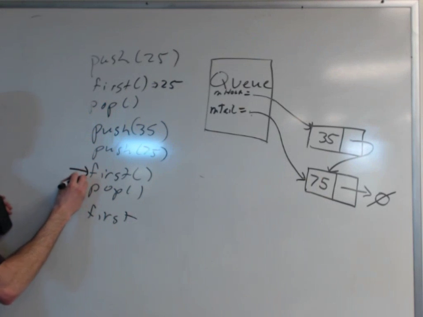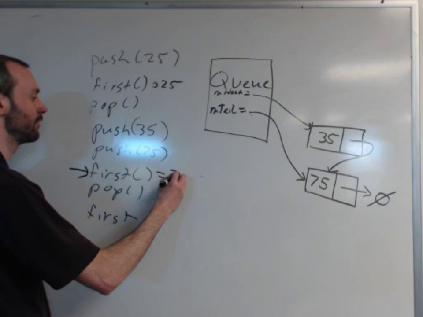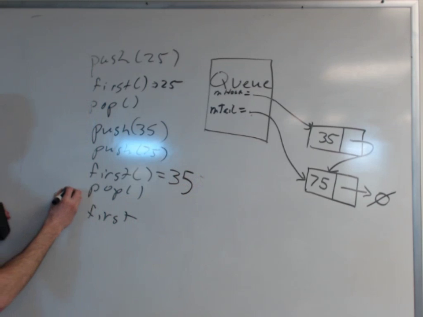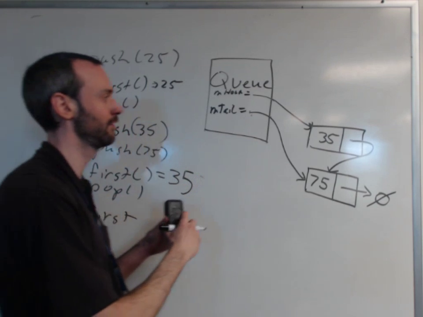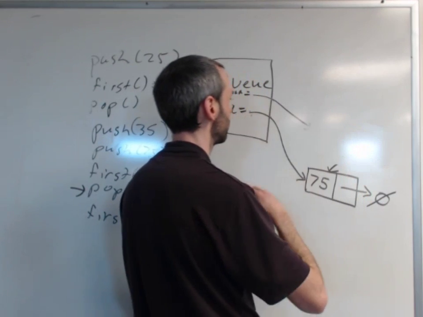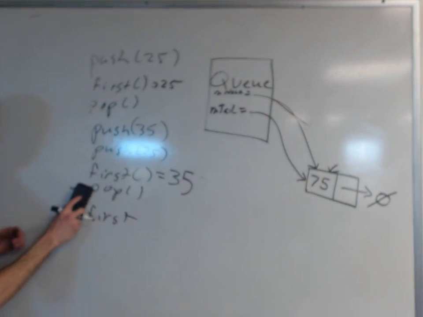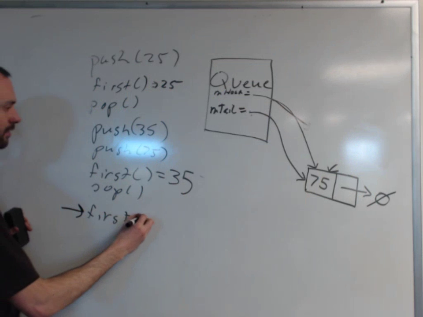Gotta pat yourself. First is going to give you 35. Yeah, and then pop's gonna take off the 35. Pop will, so I'm erasing the 35. So then head's gonna point to 75. We win. And then first is 75.